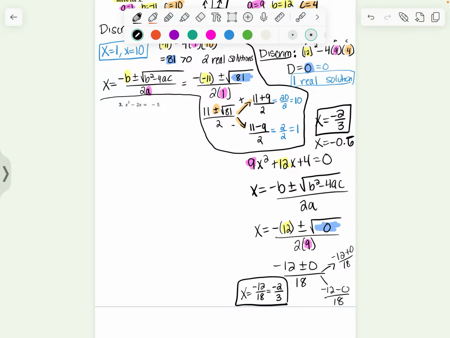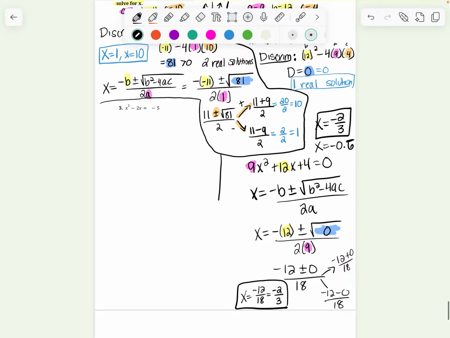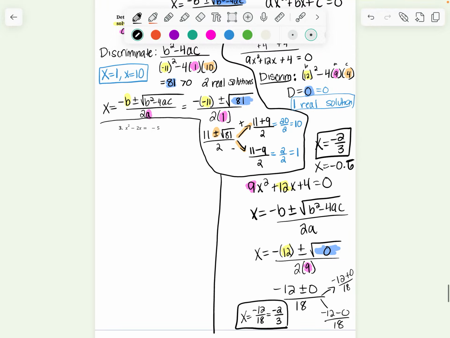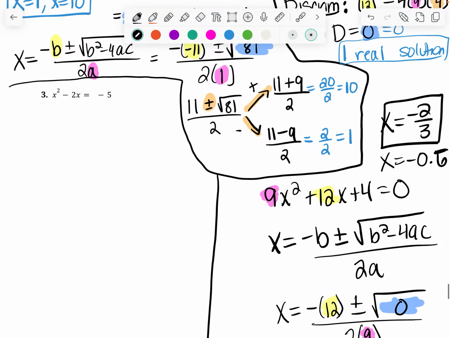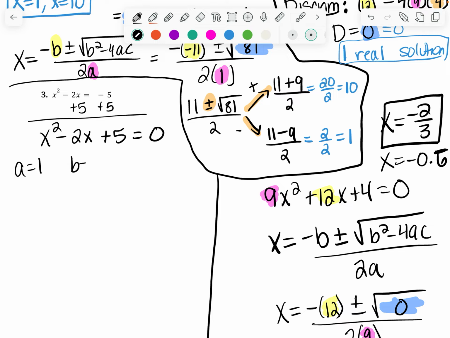All right. We're going to do it one more time. I apologize, this is taking up so much space. Hopefully, you guys are still with me. All right, so similar start. We have to get it equal to 0 again to start, so you're going to have to add that 5 over. Plus 5. We're just going to add it to the end since it can't be combined with an x squared or an x. And then we got a is 1, b is negative 2, and c is 5.